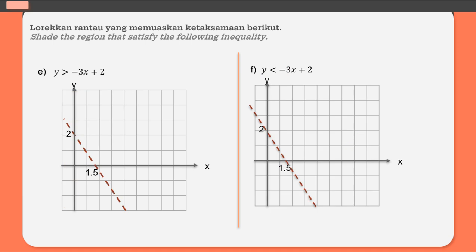Alright, so for E, what is the difference between this and the first example that we did before? You look at the gradient of x. This one is negative, so that's why you get the line like this. Negative x means negative gradient. So when y is greater than negative 3x plus 2, you are looking for the region above the dashed line. So here is the region. And then for F, you are looking for the region less than, that means below the dashed line. So here is the shaded region.